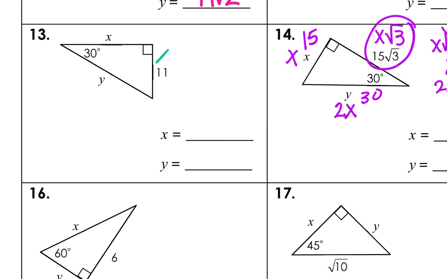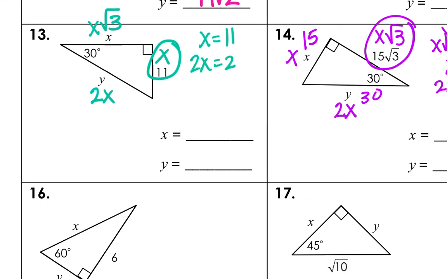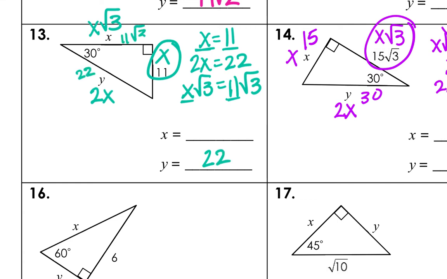All right. X, 2x, x square root of 3. It is the same thing repetitively. So x is 11. If x is 11, 2x is 22. So x square root of 3 is 11 square root of 3. Remember, you're replacing x. So this is 22. And this side is 11 square root of 3. Everything revolves around x, whether you're the short leg or the isosceles.